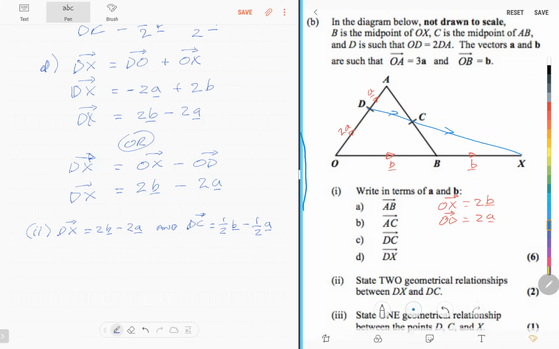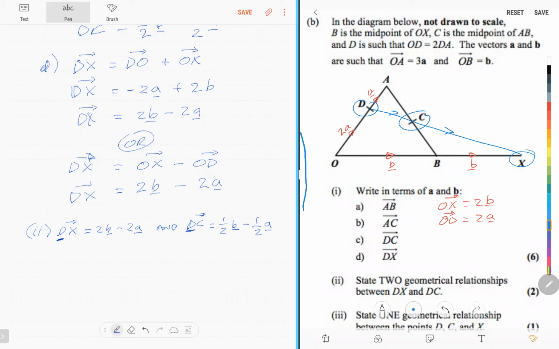And then one point is a common point. D is a common point. If you look at the equation form, D is a common point because dx has D in it and dc also has D in it. All right, so that is what happens.